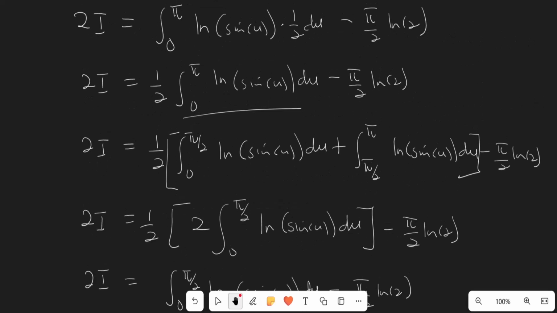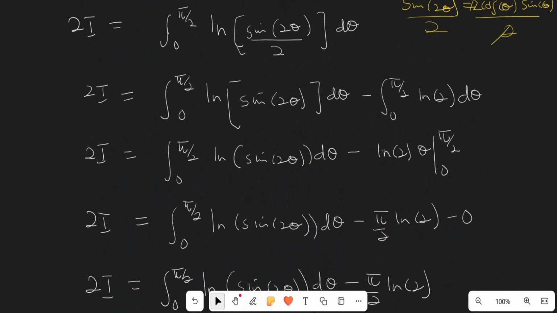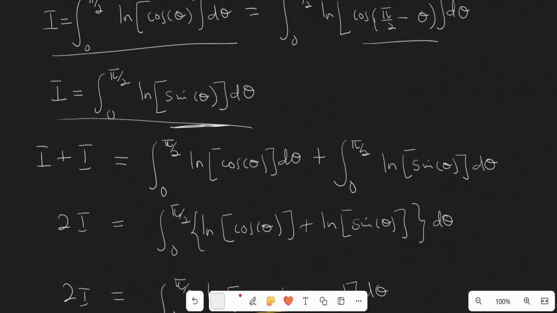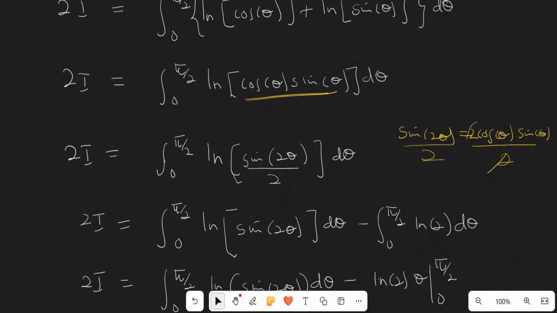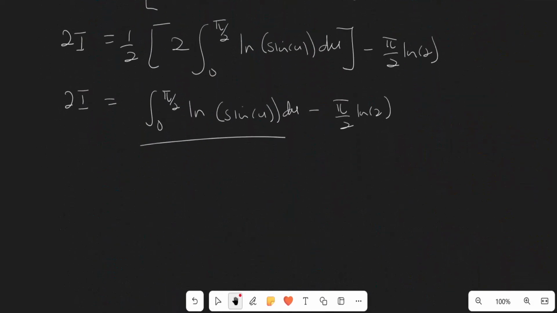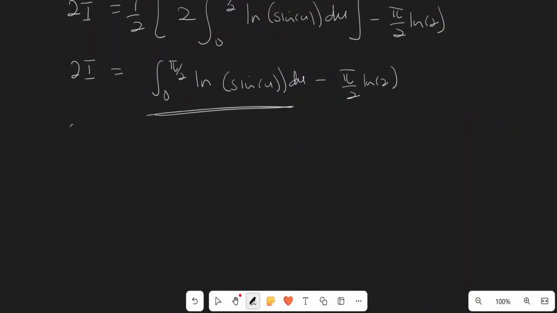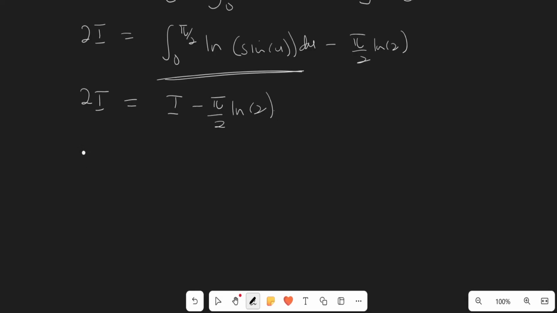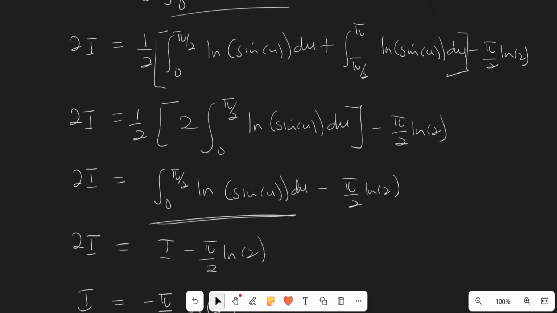But what is this? We can scroll back up. That is the same as I. I is the integral from 0 to pi over 2 of the natural logarithm of sine theta d theta. It's just that the theta is now u, the same variable. So that is the same as I. So we have 2I equal to I minus pi over 2 natural logarithm of 2. We can subtract I from both sides. We have I equal to negative pi over 2 natural logarithm of 2. So we have gotten our I.